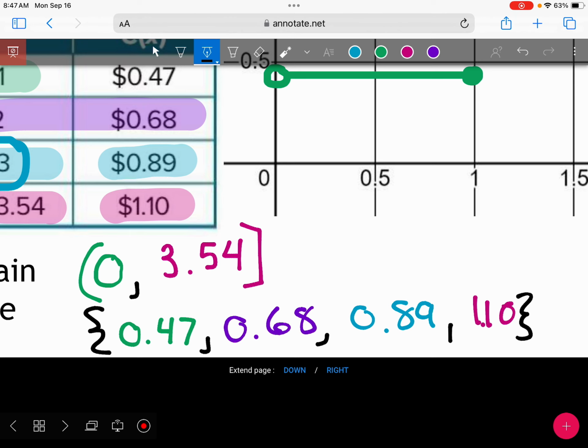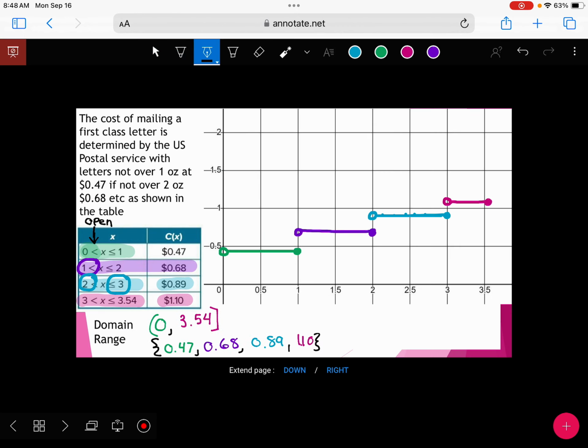So when we're looking at our range, we're just listing out the values. It's like a discrete set. Questions on this one? We are still going to do the other one. I've got 7 minutes.